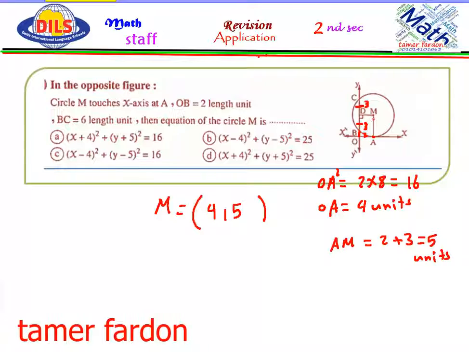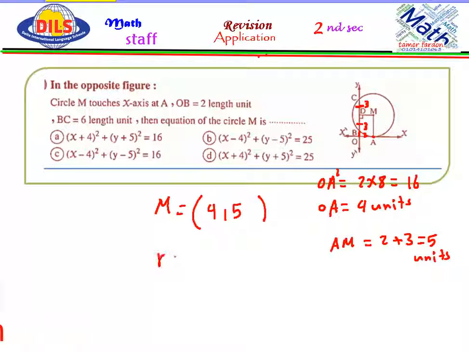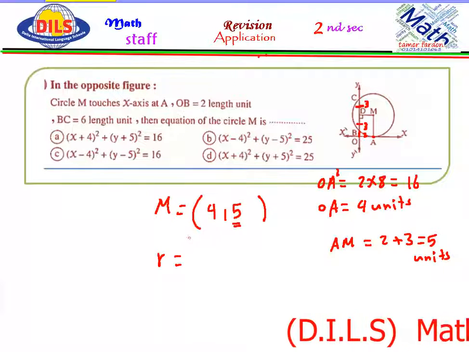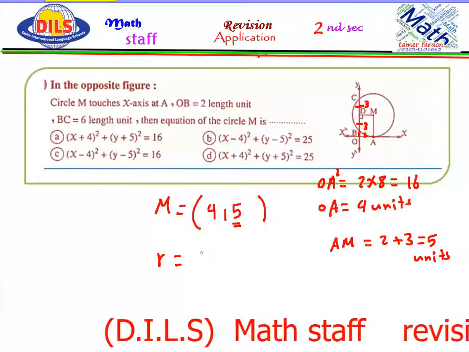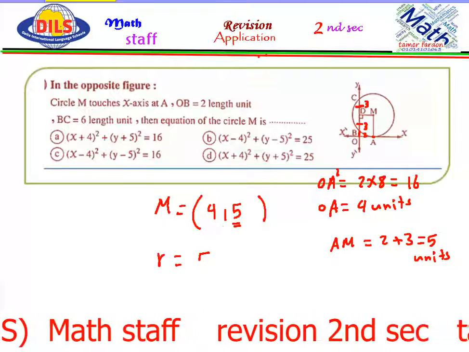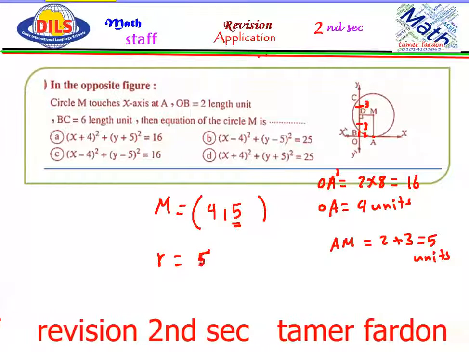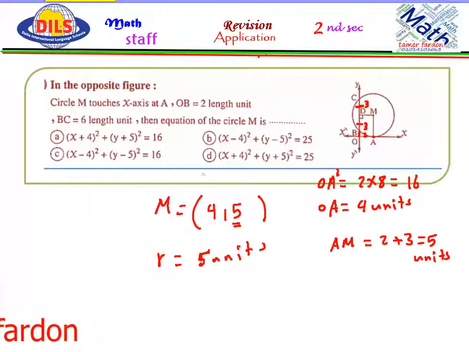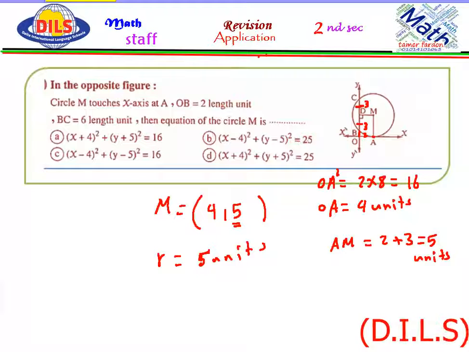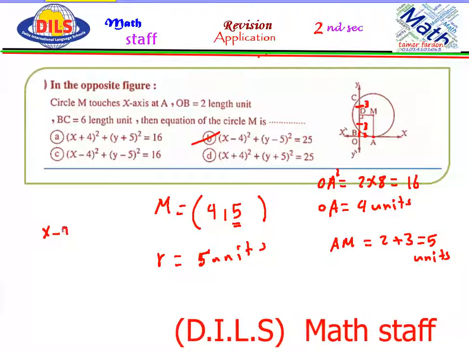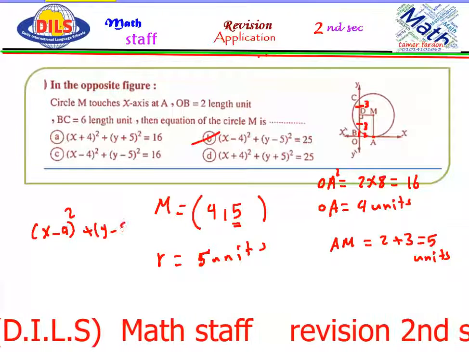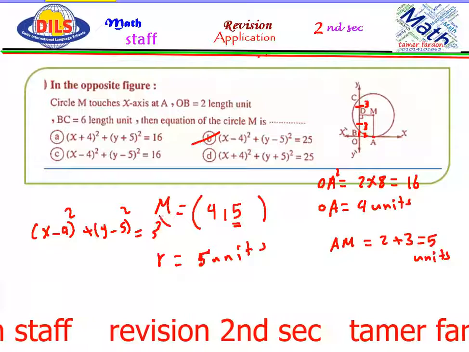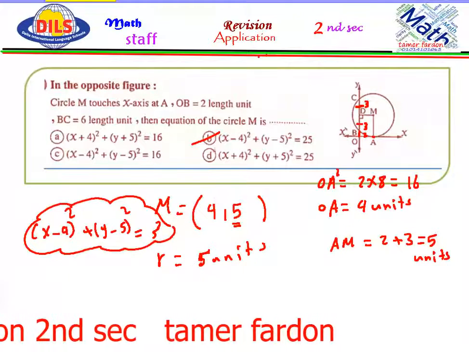Since the circle touches the x-axis, its radius length equals the y coordinate of the center. So r equals 5 units. So the equation of the circle is (x minus 4) squared plus (y minus 5) squared equals 25, which is (x minus 4) squared plus (y minus 5) squared equals 5 squared. This equals B.